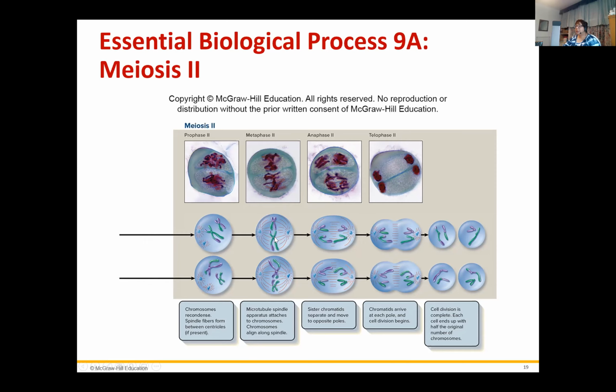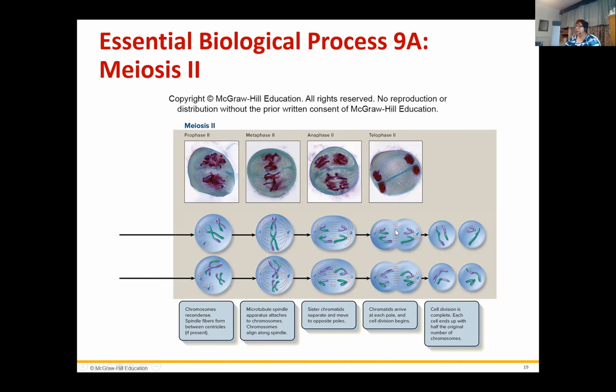All we're doing is we're separating sister chromatids from each other. So during anaphase 2, sister chromatids are separated. That's an important thing to realize. We're not separating homologs, we're simply separating sister chromatids. Eventually, this will become its own set of DNA, this will become its own set of DNA, and the same is here. This will become its own set, this will become its own set.